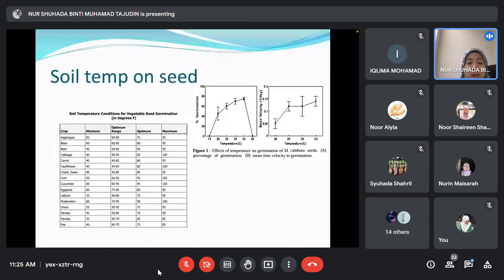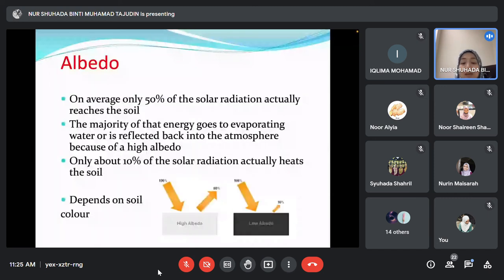The absorption and loss of solar energy is what we call albedo. So what is albedo? Kalau tanah tu have high organic matter, the color will be slightly chocolate or black kan. Selalunya kawasan pantai, panas kan. That is because 80% of the solar radiation is reflected back to the air. That's why dia ada heat tu dekat pantai.